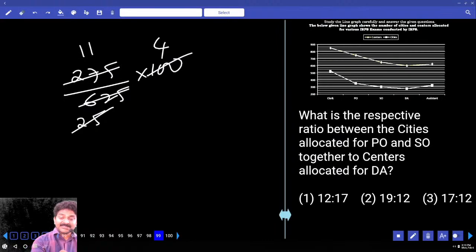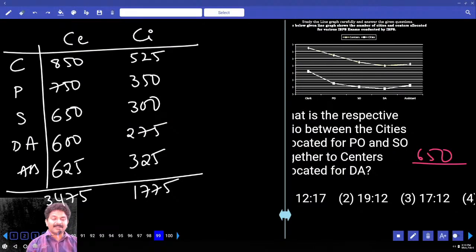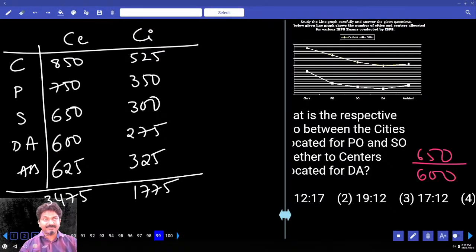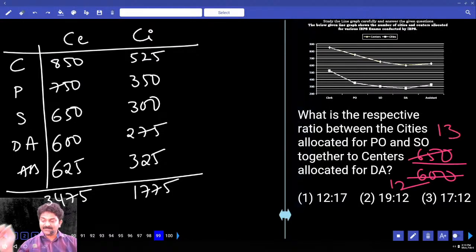What is the respective ratio between cities allotted for PO and SO together to centers allotted for DA? Cities allotted for PO and SO both together 650. And then centers allotted for DA 600. Cancellation with 50. 13 times, 12 times. 13 by 12.